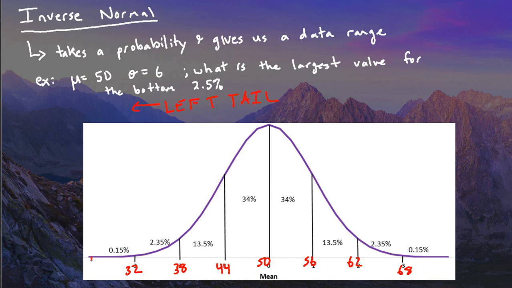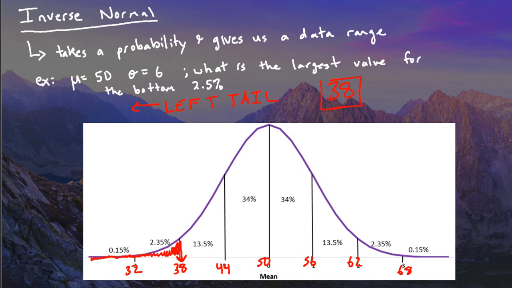So the left tail would be over here. And the bottom 2.5% would be all this area right here. And I want to know, what data point does that give me? And that gives me the largest value for the bottom is 38. That's the largest value for the bottom 2.5%.